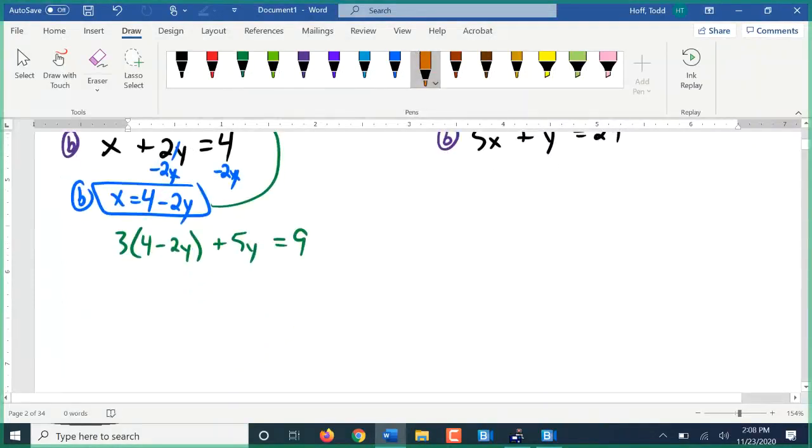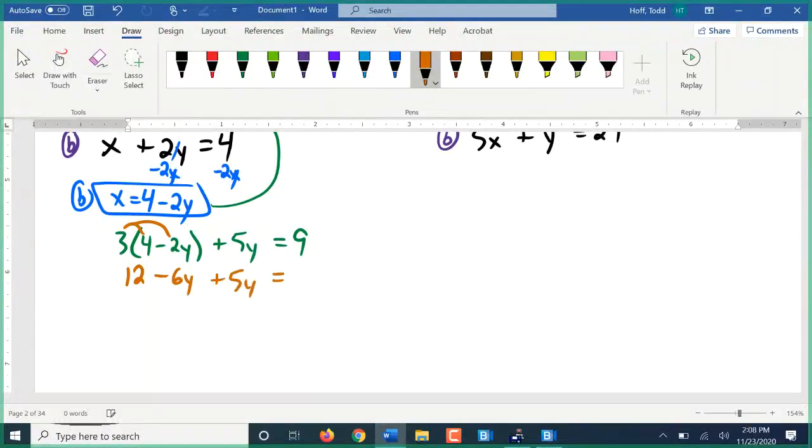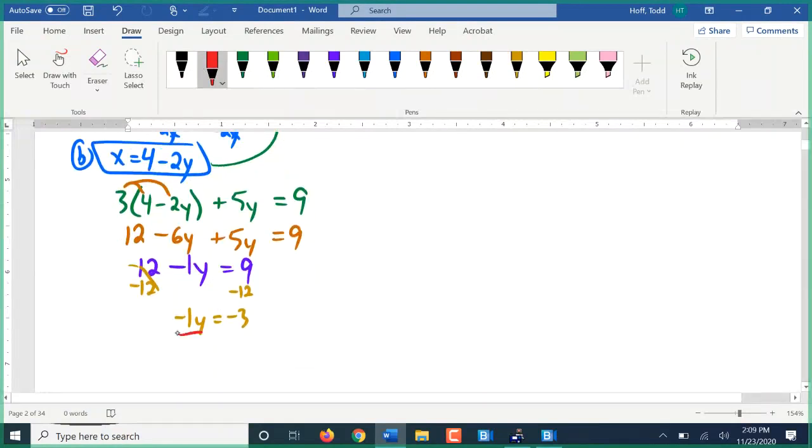Now we can solve that for y. We'll multiply the 3. 3 times 4 is 12. 3 times negative 2y is negative 6y. 5y is not in the parentheses, so it doesn't get multiplied. We do still have to combine negative 6y and 5y as a negative 1y, or just a negative y. I'm going to leave the negative 1 on it so I remember I have to divide by the negative 1. Now, we'll subtract the 12. Negative 1y equals negative 3, and divide by negative 1, sorry, to get that y equals 3.